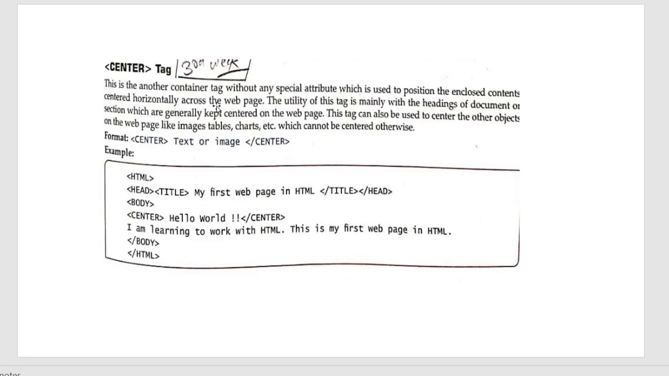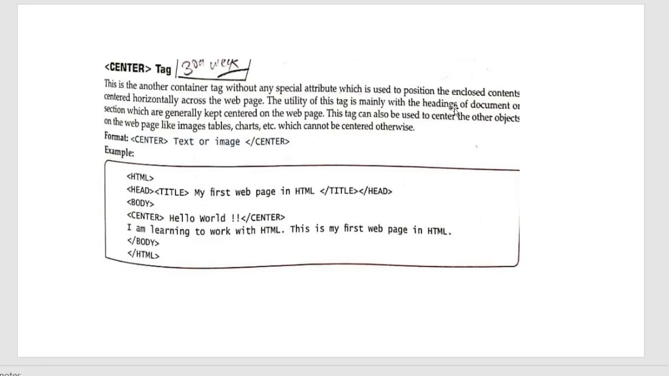If you want your text centrally, horizontally and in center, then you can use the center tag. The utility of this tag is mainly with the headings. If you write down the heading, for example, you write down computer and then you can write down hardware and software, and if we want computer in the center of your web document, then you can use the center tag. It is generally used for documents or sections which are kept centered on the web page. This tag can also be used to center other objects.